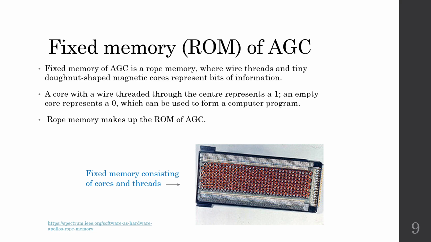The core with a wire threaded through the center represents a 1 and an empty core represents a 0. In this way we can hard code a series of 1s and 0s. We can hard code instructions as a series of 1s and 0s into the fixed memory of the Apollo Guidance Computer.